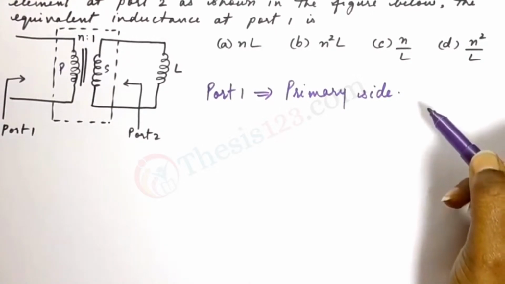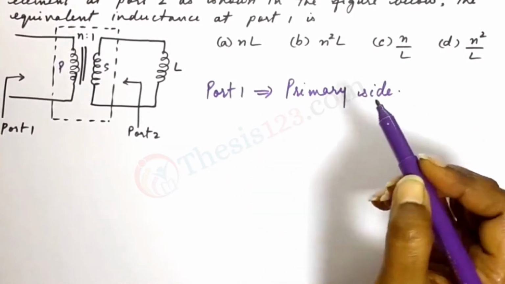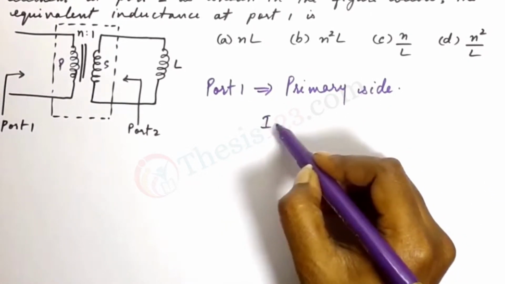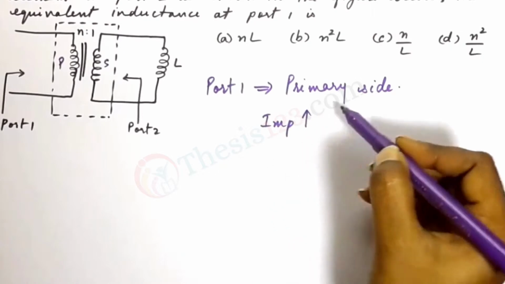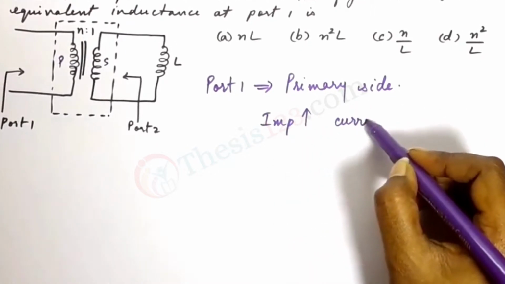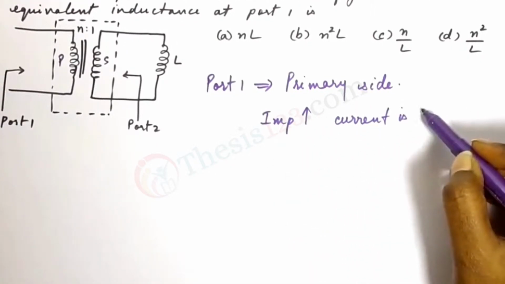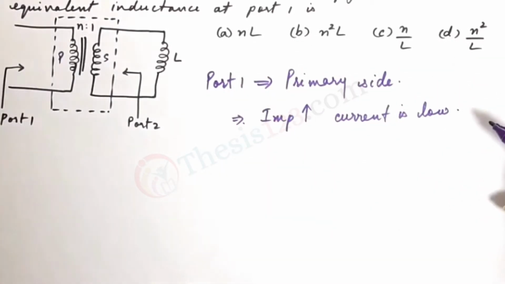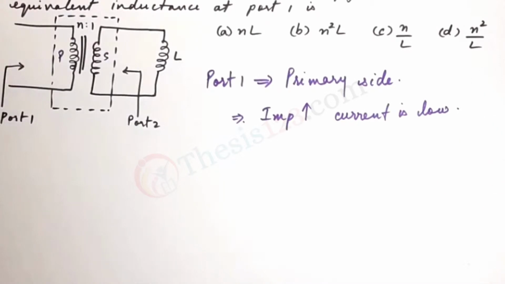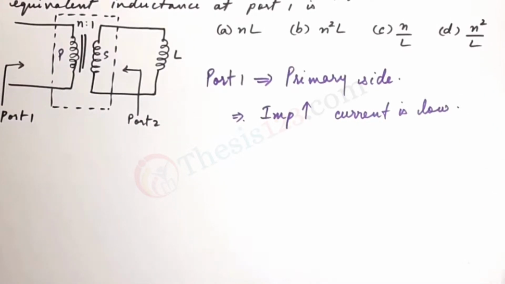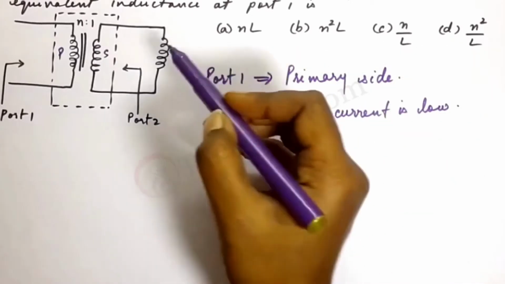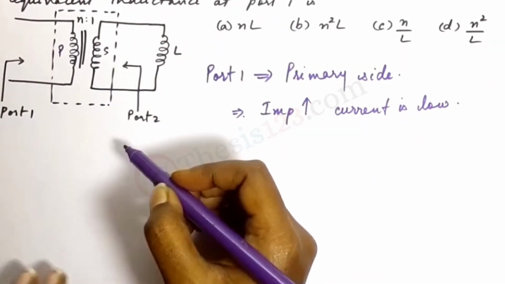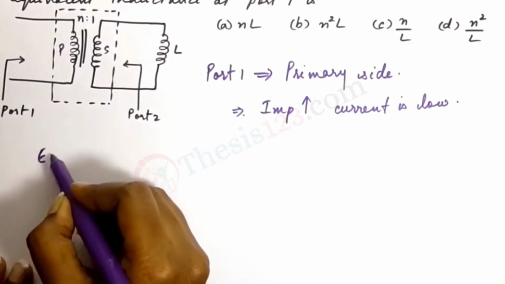So this means that the impedance will be high and the current will be low. That is the ratio that you will have to remember as well. Impedance is high and the current is low. Just an important point for the primary side of an ideal transformer. So if the load element was shifted to the primary side, then we will have to find out the effective equivalent inductance.